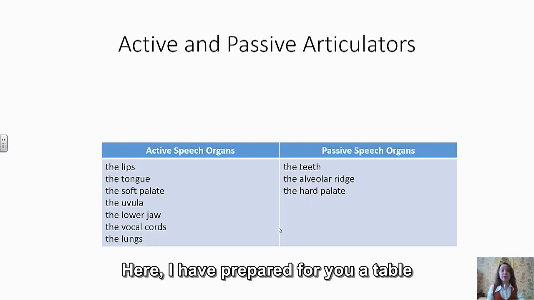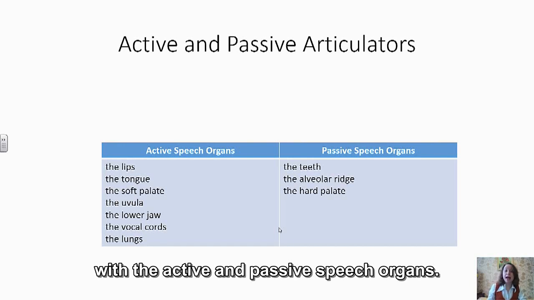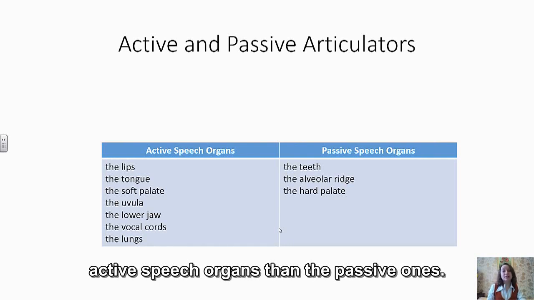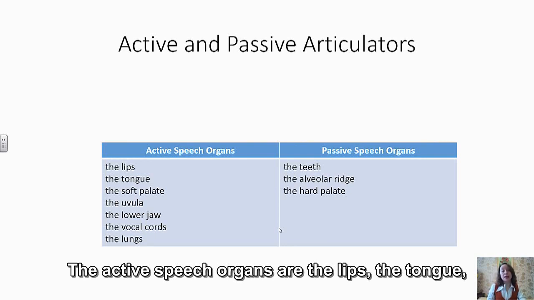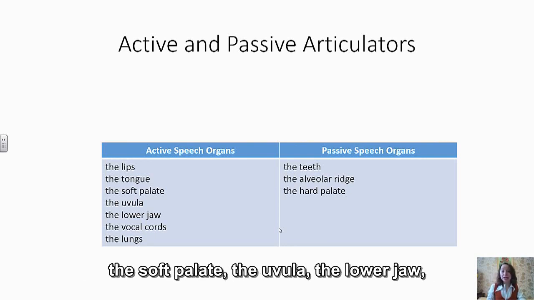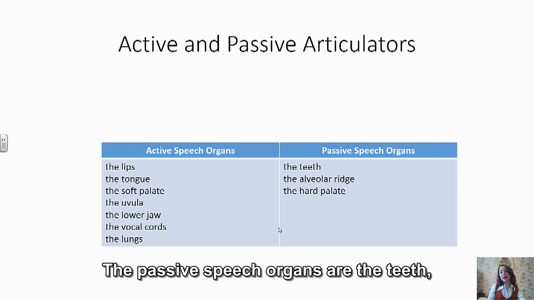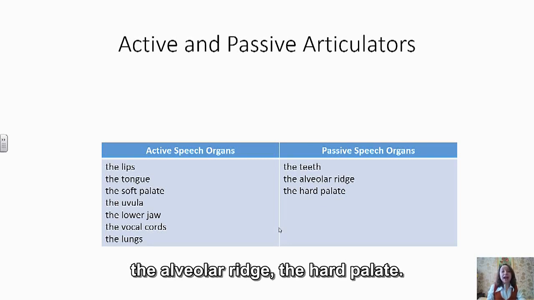So I would like to speak about each articulator in detail and define its function. Here I have prepared for you a table with the active and passive speech organs. From the table you can see that there are more active speech organs than passive ones. The active speech organs are the lips, the tongue, the soft palate, the uvula, the lower jaw, the vocal cords, the lungs, and that's all. The passive speech organs are the teeth, the alveolar ridge, the hard palate.